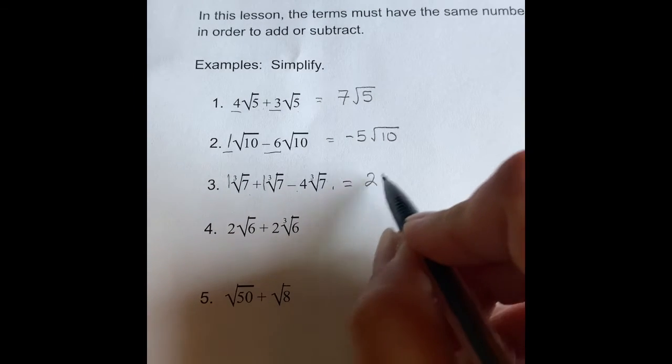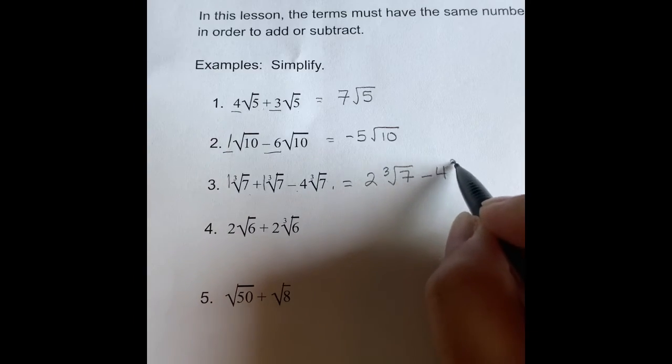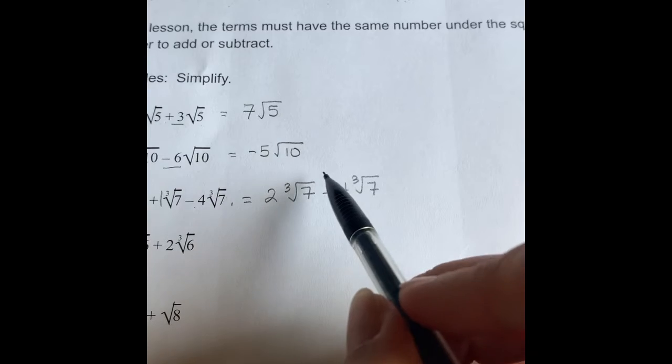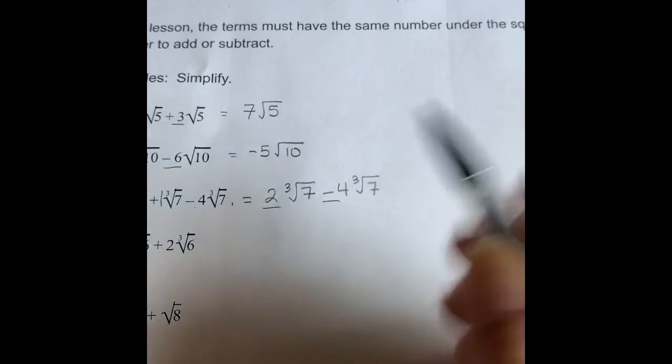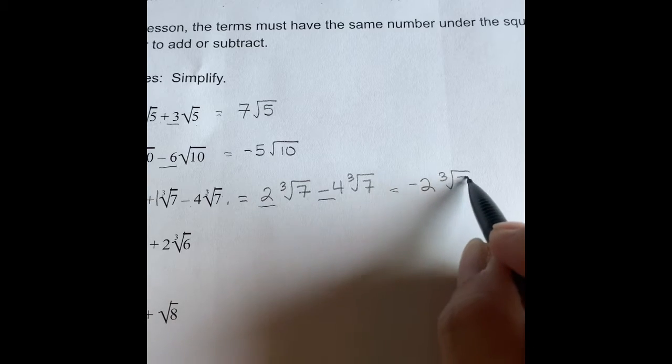So if we just did that part, we would have 2 cube root of 7 minus 4 cube root of 7. And so now we can combine the 2 and the negative 4. So 2 minus 4 is negative 2 cube root of 7.